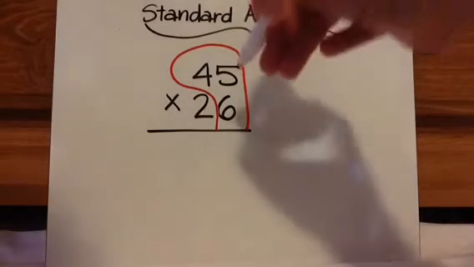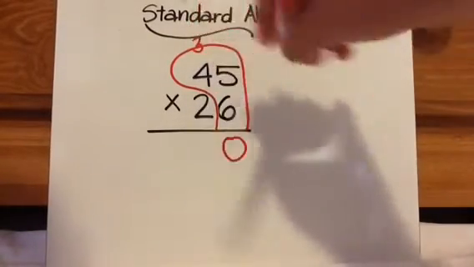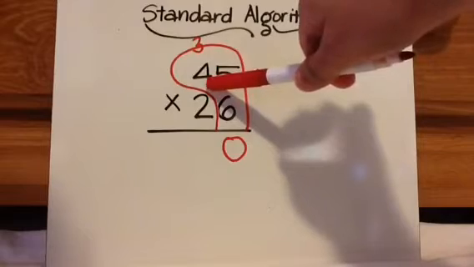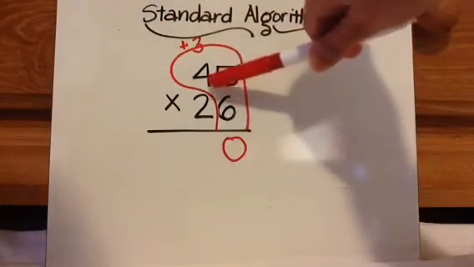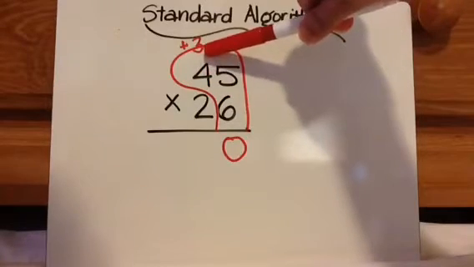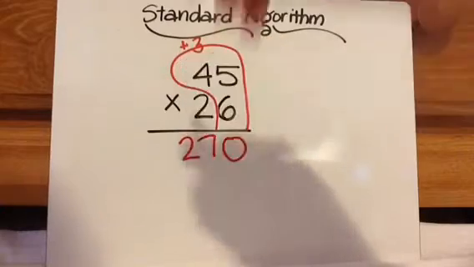So doing this, you would do 6 times 5 is 30. So you put the 0 down and you carry the 3. Then you do 6 times 4 is 24, and you always add anything that you had carried. So 6 times 4 is 24 plus 3, 25, 26, 27. So you put 27 right here.